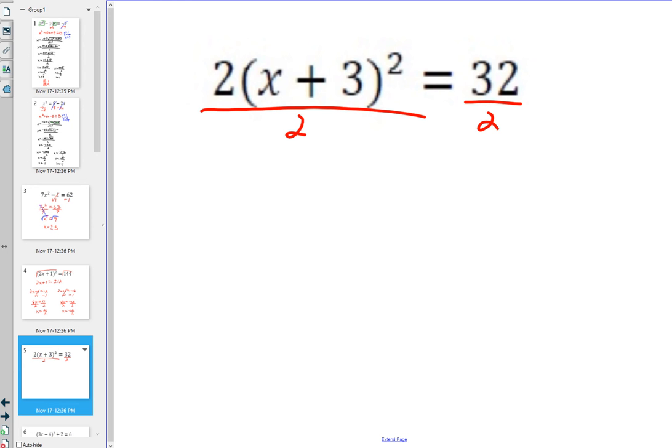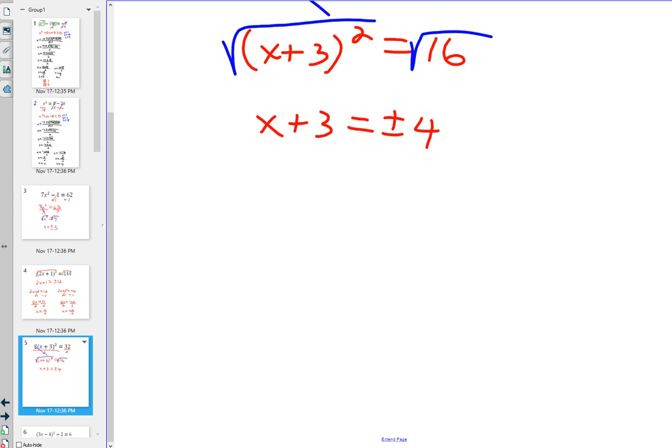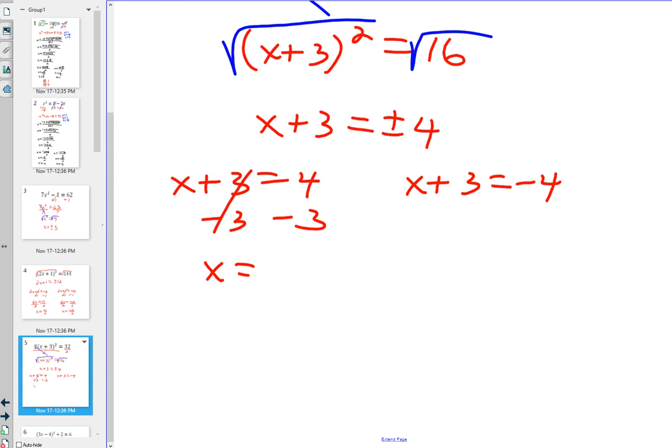The square won't be in there, not in this type of a problem. Now, since there's nothing else outside, I get rid of the square. What's the square root of 16? Plus or minus 4. Curse you with that plus or minus. x plus 3 is 4. x plus 3 is negative 4. Minus 3 on both sides, x is 1. Minus 3 on both sides, x is negative 7.